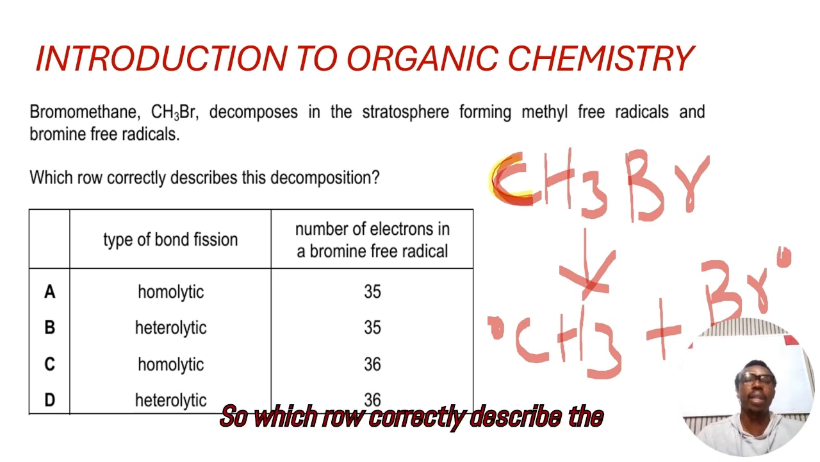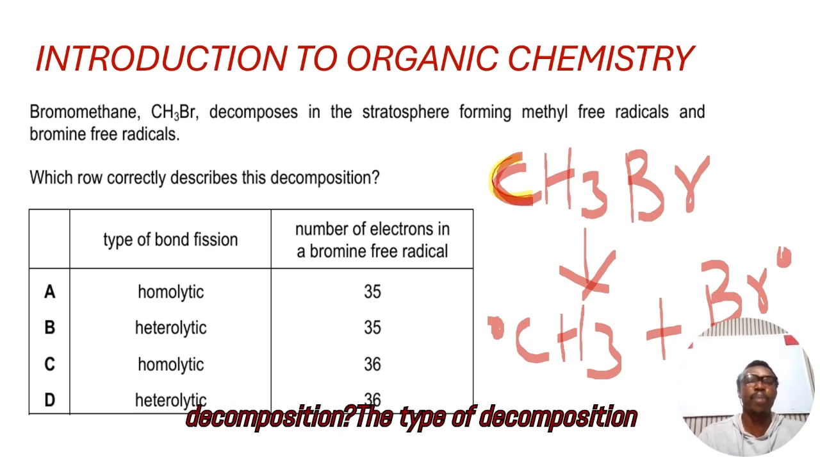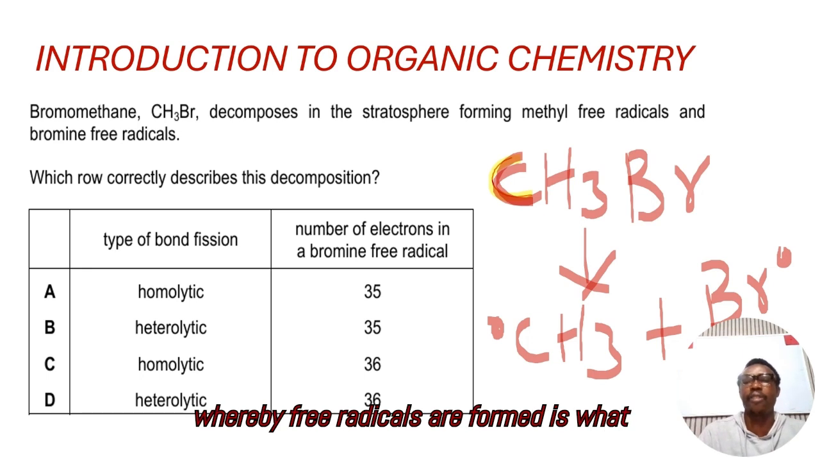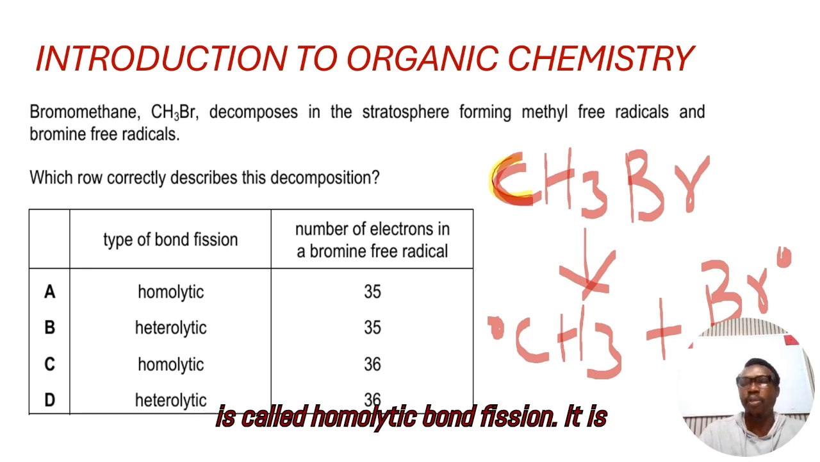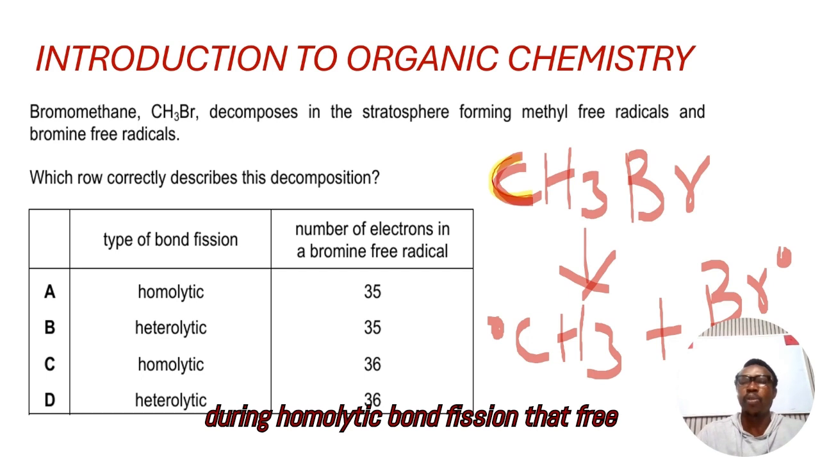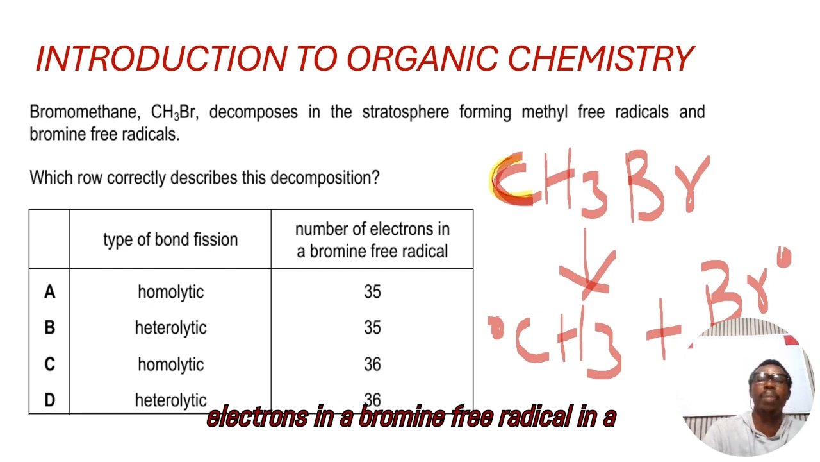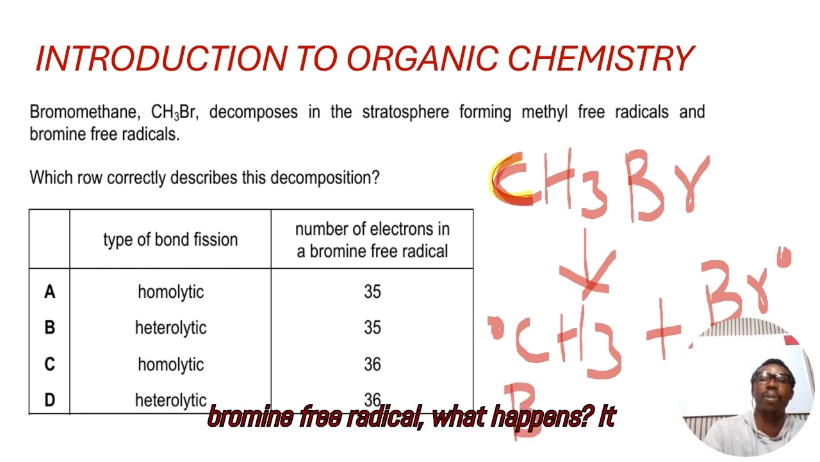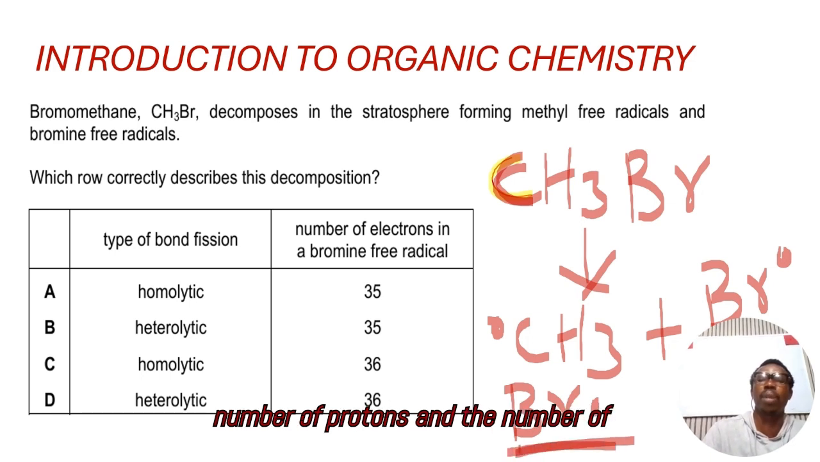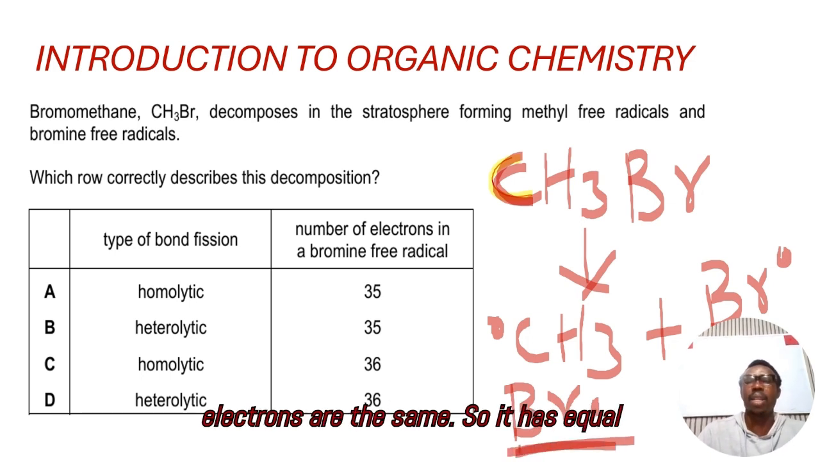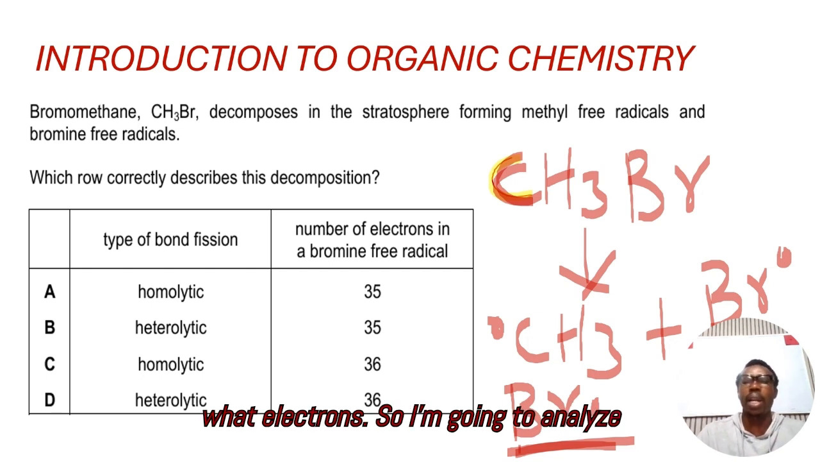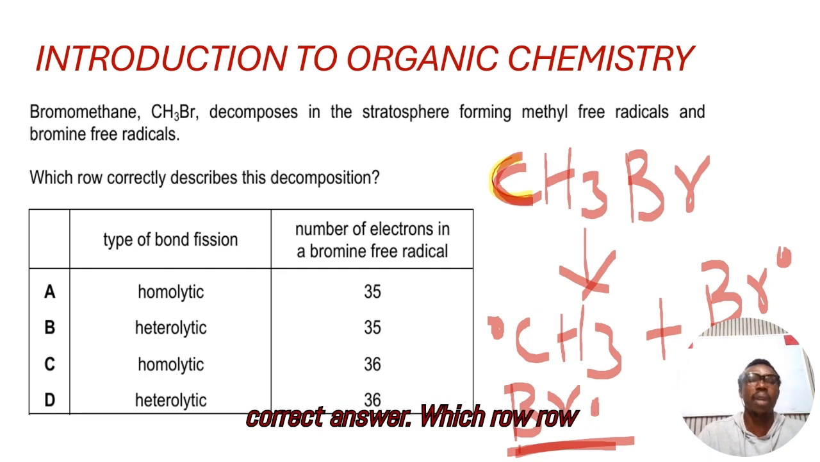So which row correctly describes this decomposition? The type of decomposition whereby free radicals are formed is what's called homolytic bond fission. It is during homolytic bond fission that free radicals are formed. Then the number of electrons in a bromine free radical. In a bromine free radical, what happens? The number of protons and the number of electrons are the same. So it has equal number of protons and equal number of what? Electrons. So we're going to analyze the options to see which one is the correct answer.